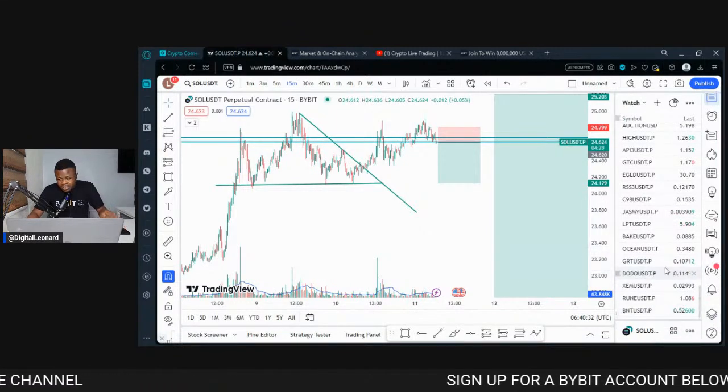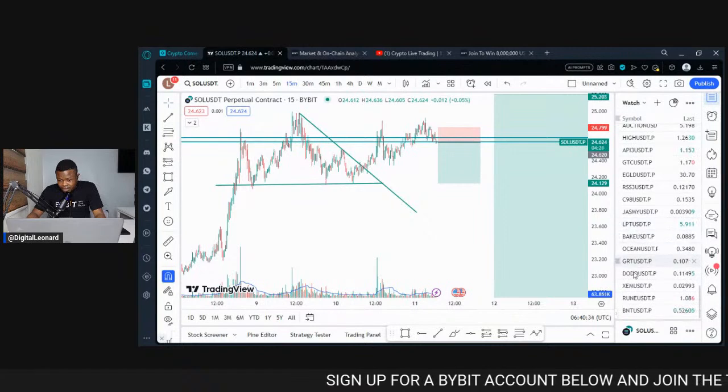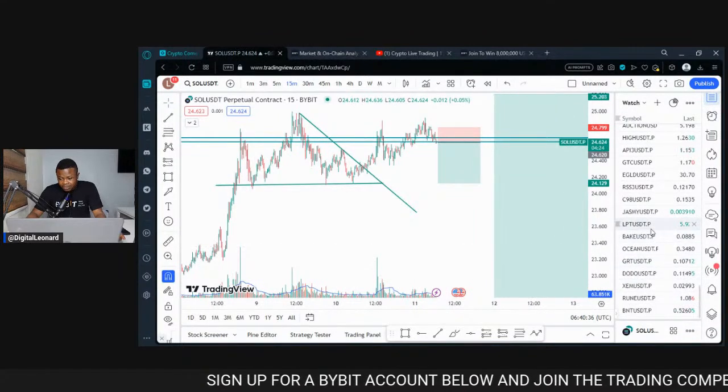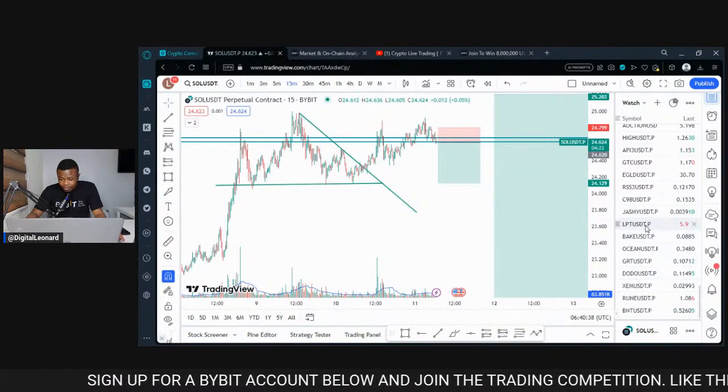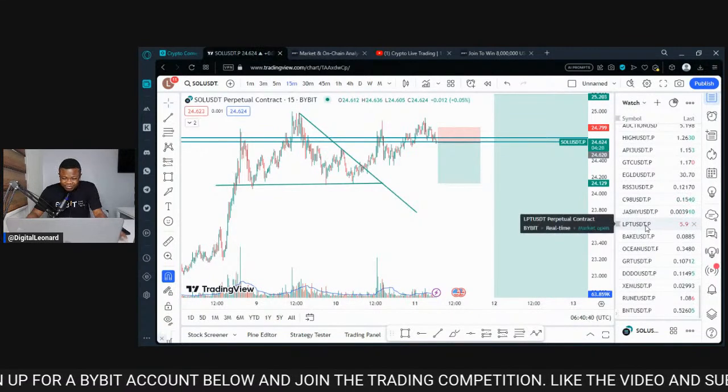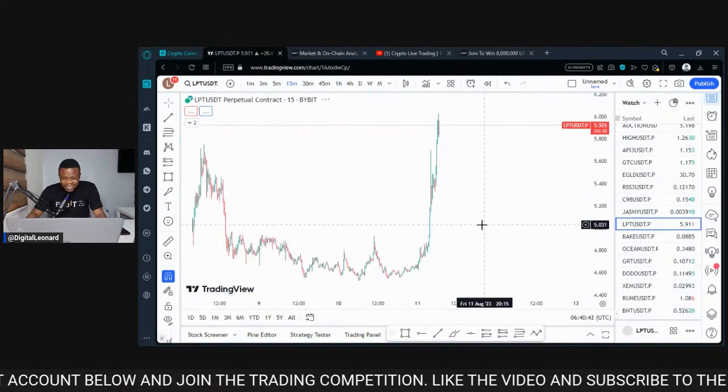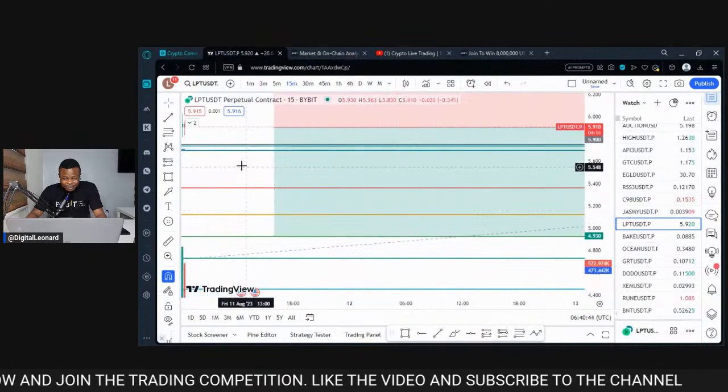Okay, so that has been set up. Let's see what happened with that. If you're in profit and you close the LPT trade, you can still re-enter again. That is exactly what I'm looking at.